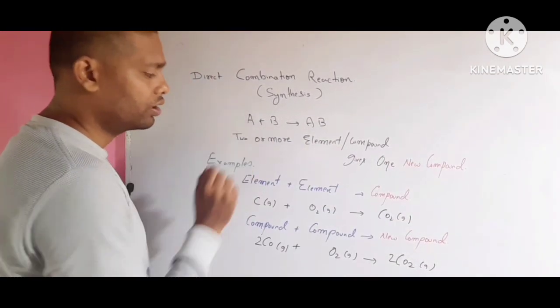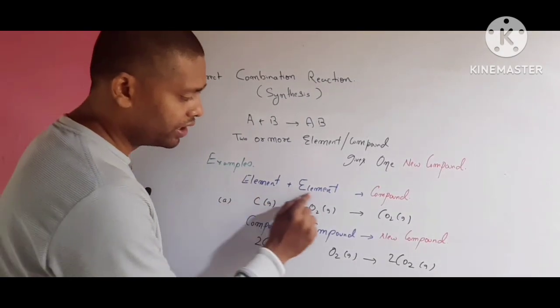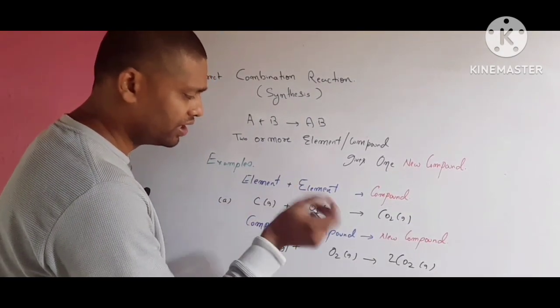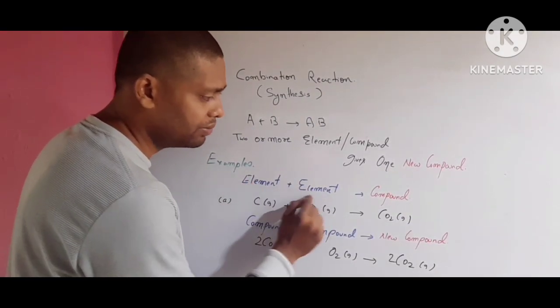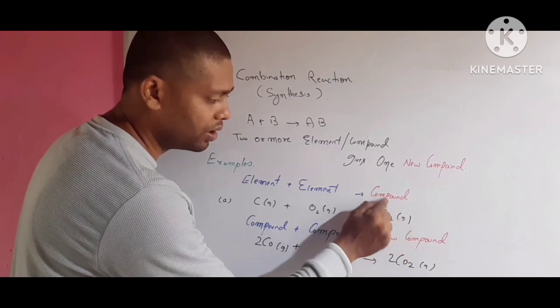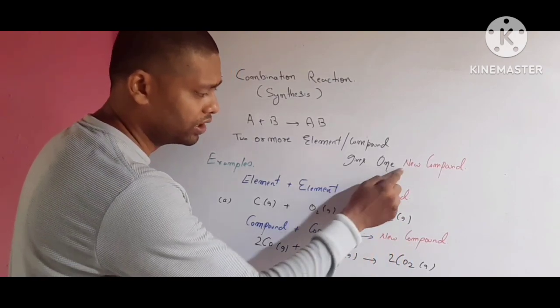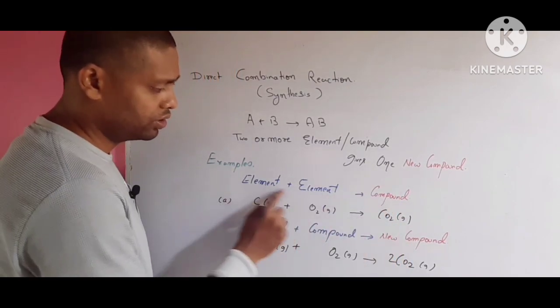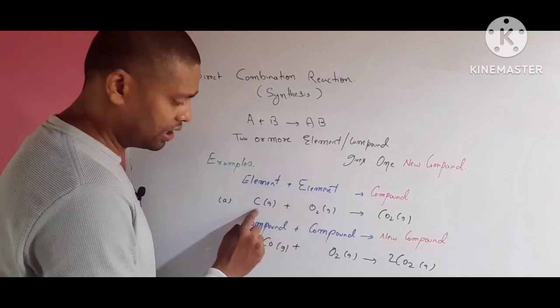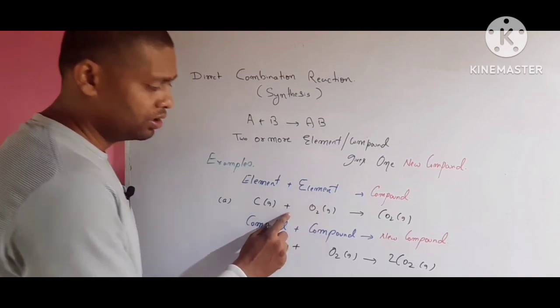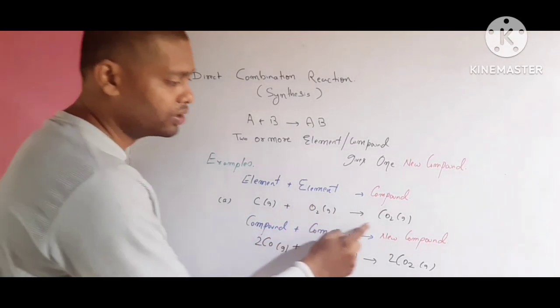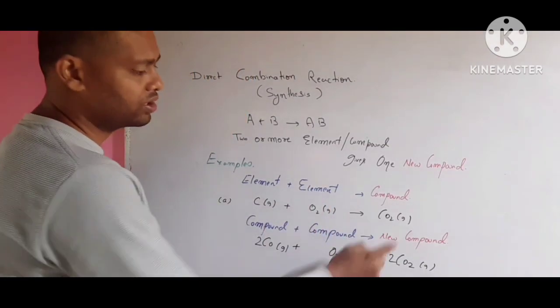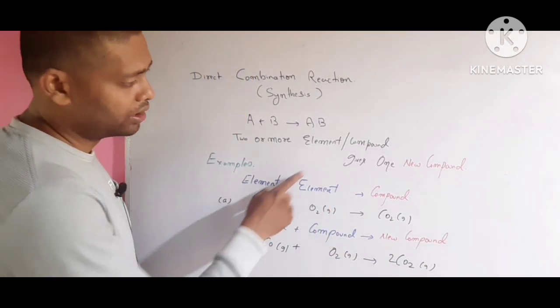So here we take elements first. Element plus element will always give you a compound only. Always we are going to get a compound as the product. So here two elements are there. Carbon in the gaseous form is an element. Oxygen in the gaseous form is again an element, which combine to give you a new compound, which is also in the gaseous form.